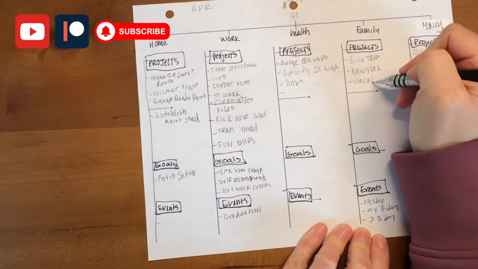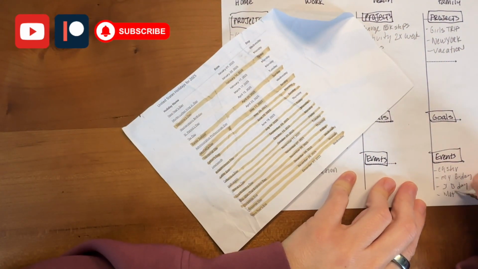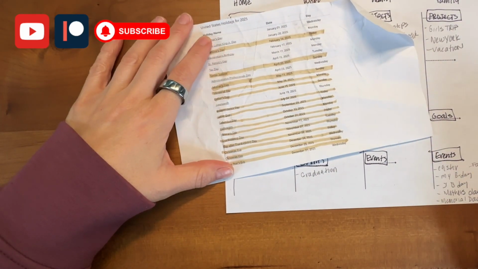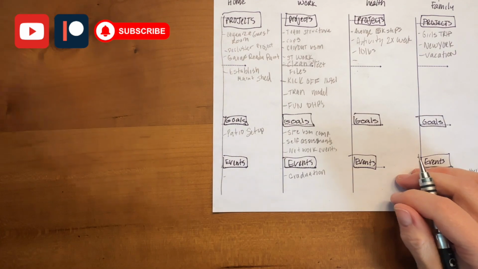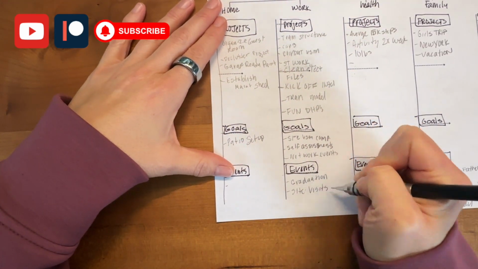And then some of the things for family and money. So I'm planning a vacation. I printed out a holiday calendar just to help trigger all the things that I need to think about, that I feel like just creep up on me all the time.